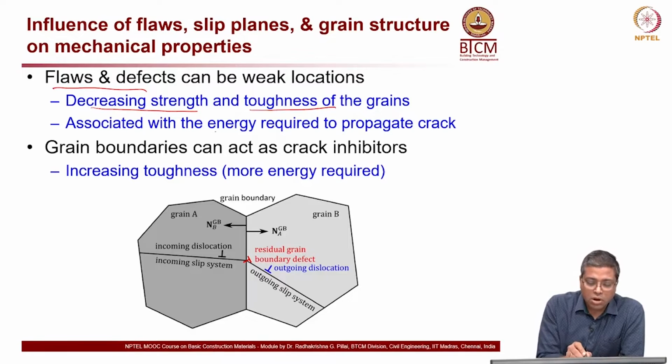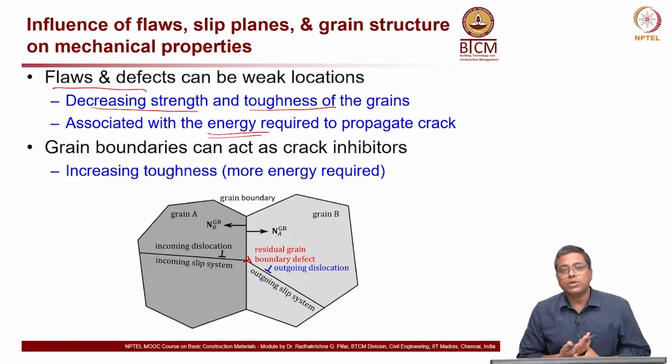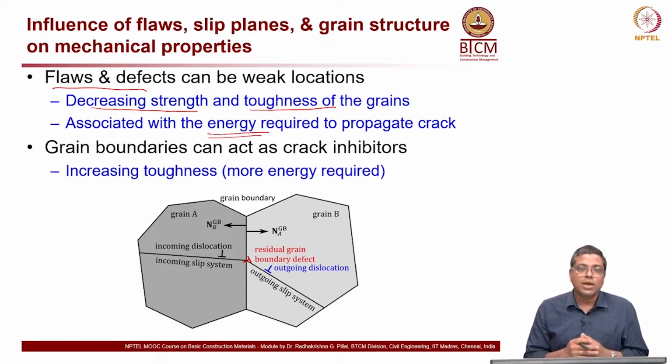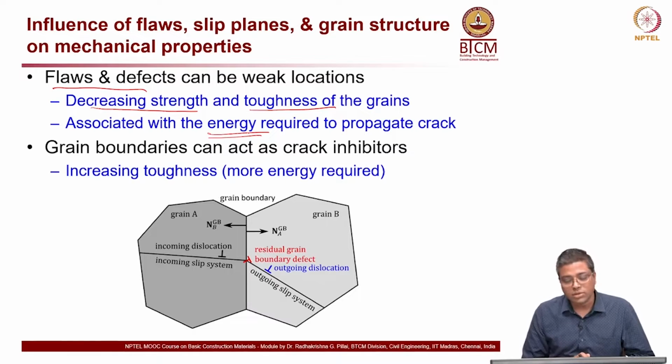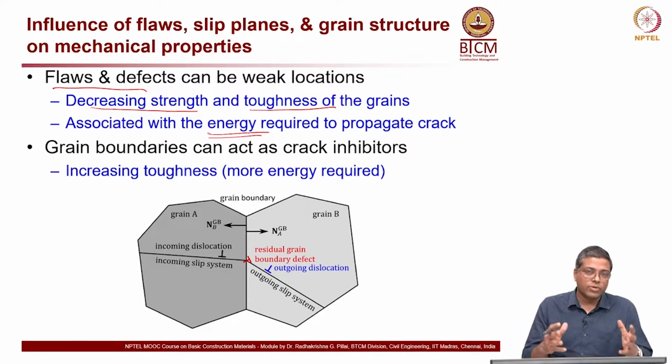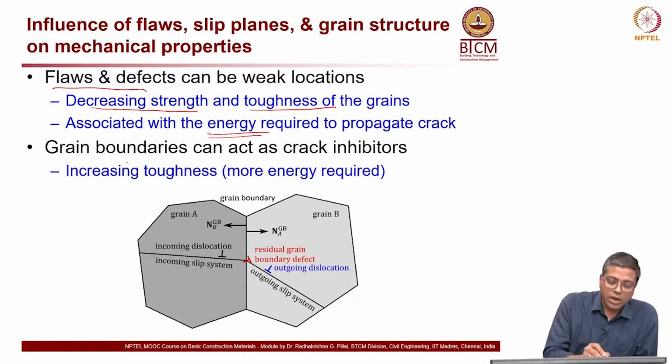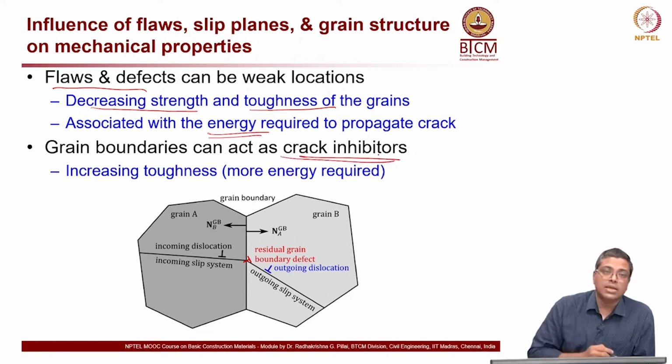Now, this is all associated with the energy required to propagate a crack. If there is a flaw, we can think of it as a crack, maybe a micro crack, but then there is some energy required to propagate that crack. That energy is the most important thing when we talk about toughness, and in the strength case also it matters a lot, because it has to lead to the fracture behavior. Here we are talking about the true stress at which the material fails. Now, grain boundaries can act as crack inhibitors.